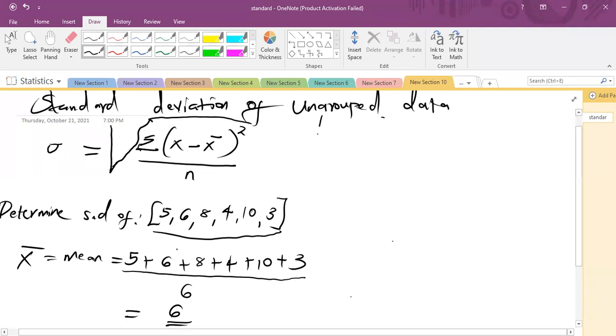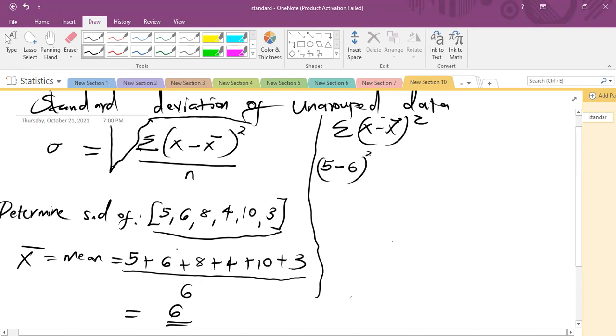Now, in order for us to get summation x minus x bar squared, as I've said, it will be each value of x. Each value of x you're subtracting from x bar, and then you're squaring, then adding it all up. So each value of x, let's start with 5. 5 minus the value of x bar is what?